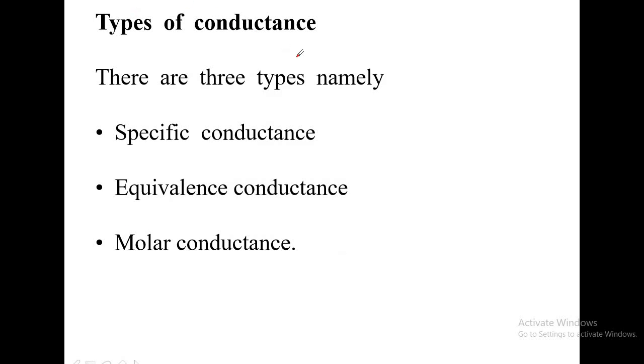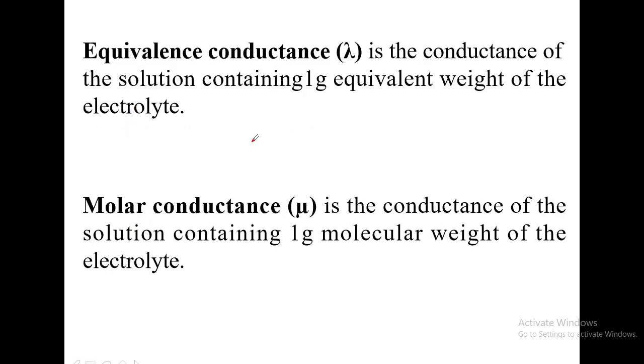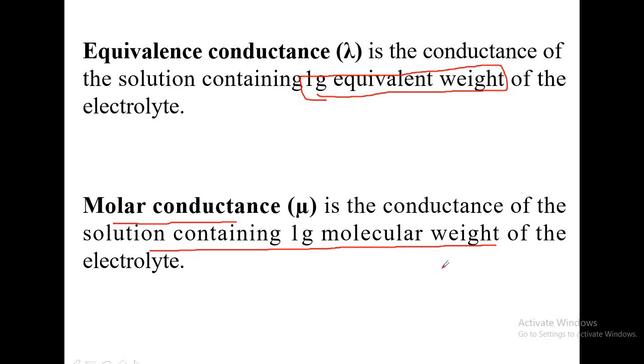Types of conductance. There are three different types. Specific conductance already explained. Then two more, equivalent conductance and molar conductance. Now equivalent conductance is nothing but the conductance of the solution containing 1 gram equivalent weight of the electrolyte. So conductance due to 1 gram equivalent weight of the electrolyte is called equivalent conductance. Molar conductance is the conductance of the solution containing 1 gram molecular weight of the electrolyte, or it is the conductance due to 1 mole of the electrolyte.